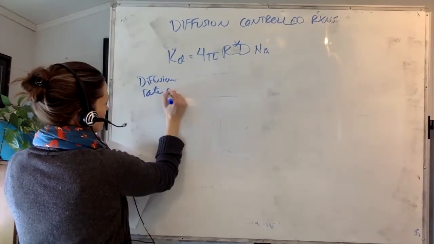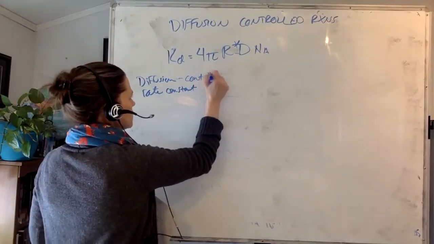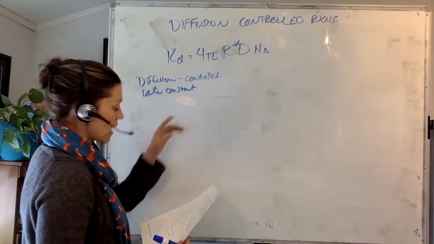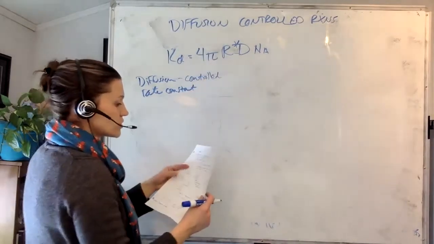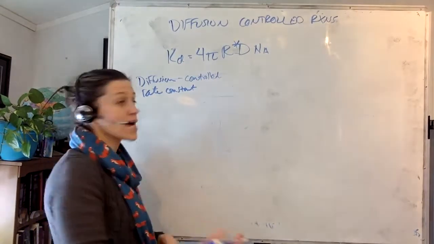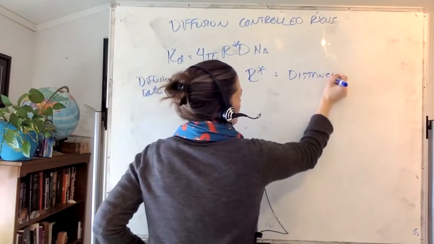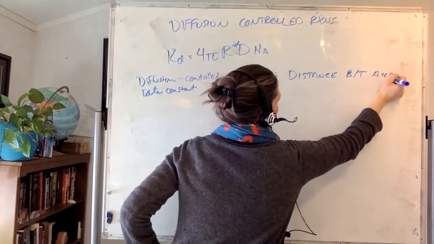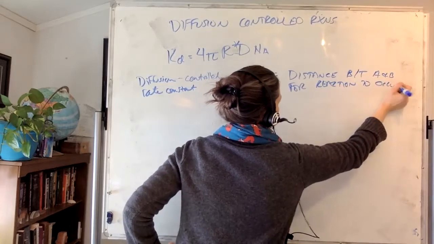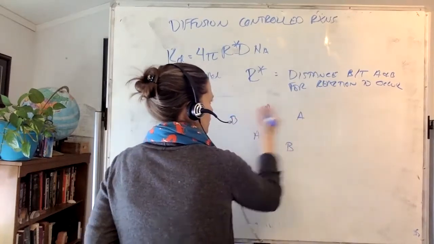So KD, again, is the diffusion rate constant, and this is really the diffusion controlled rate constant. And so you'll have this 4 pi. R star is how close, or the distance required, between A and B for an actual reaction to occur. So R star equals the distance between A and B for reaction to occur.